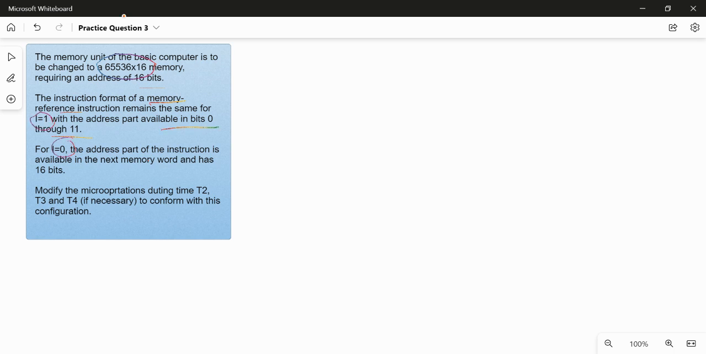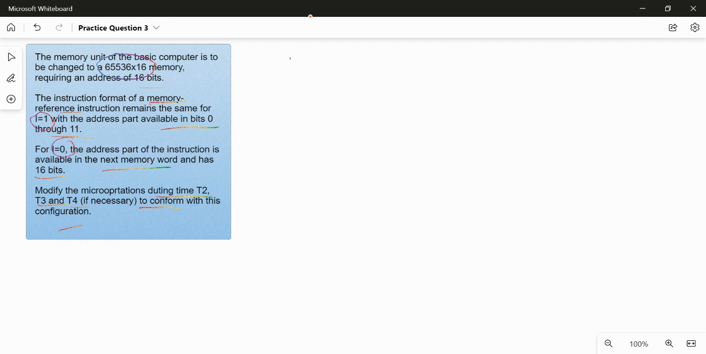For I is equal to 0, the address part of the instruction is available in the next memory word and has a total of 16 bits. Modify the micro operations during time T2, T3, and T4 if necessary to handle this new modified configuration. So let us first understand what changes are to be made to the actual configuration of the basic computer.